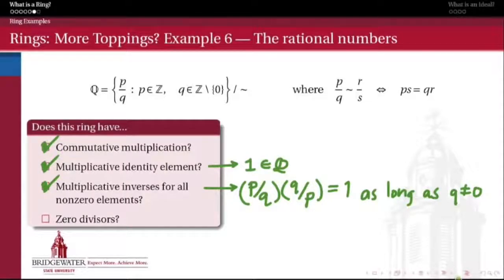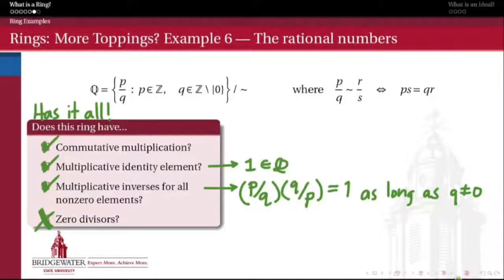We also have multiplicative inverses for everything that's not 0. If p and q are both non-zero, then p over q has multiplicative inverse q over p. So as long as p and q are both non-zero, then this will work. And again, having multiplicative inverses for all non-zero elements also precludes the possibility of having any zero divisors.